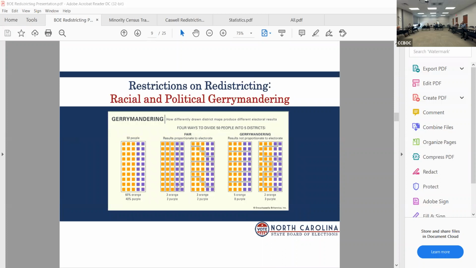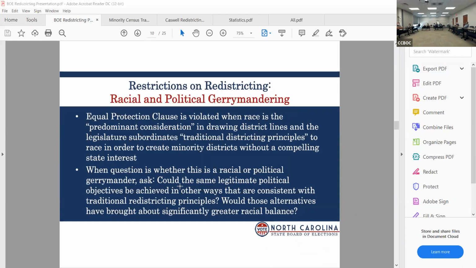Just a little bit on racial and political gerrymandering. I'm not going to spend a lot of time on this, but there's fair ways and there's unfair ways to form districts. And you can see the way that that's done in this illustration. Restrictions on redistricting, racial and political gerrymandering. The Equal Protection Clause is violated when race is the predominant consideration in drawing district lines and the legislature subordinates traditional districting principles to race in order to create minority districts without a compelling state interest.